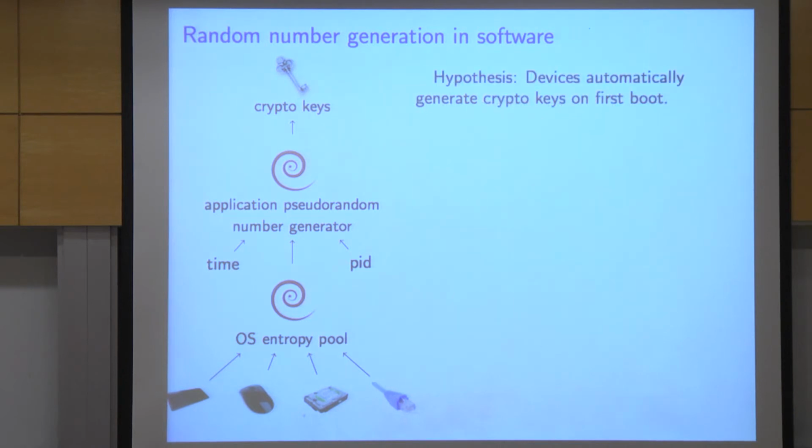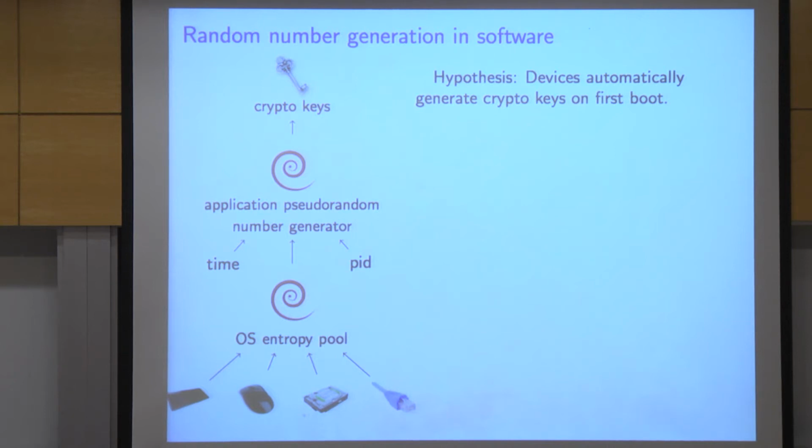So for these little network devices that we were seeing, why were they generating keys with such bad randomness problems? The hypothesis that we were working with was that these devices were automatically generating the crypto keys on first boot. So I get a Wi-Fi router, I take it home, I take it out of the box, I plug it in, it boots up for the first time, it starts its SSH process. The SSH process says, ha, I don't have a host key, I will generate a host key now.